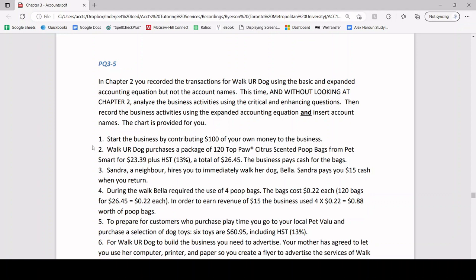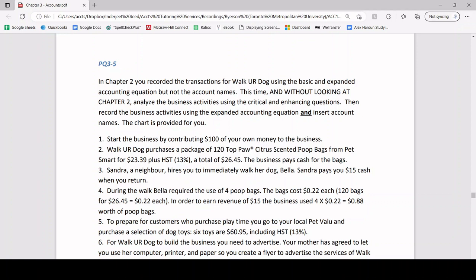Now, transaction number 2, Walk Your Dog purchases a package of 120 Top Paw Circus scented poop bags from PetSmart for $23.39 plus HST, which is 13%, for a total of $26.45. So this is already calculated for us. If it wasn't, we take the 23.39 times it by bracket 1 plus 0.13, close bracket, to arrive at this answer. The business pays cash for the bags.